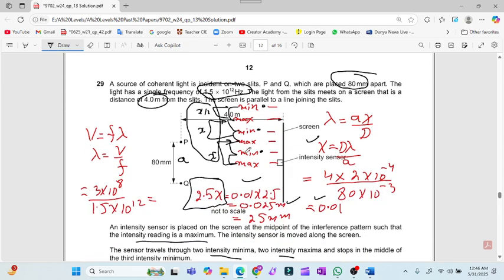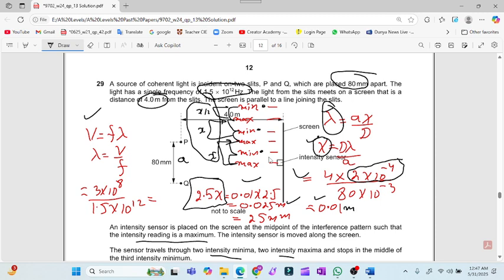Now for question number 29. This is a very good question. First of all, what is required? We will calculate x. We will apply the formula lambda equal to ax by d, but lambda is not given directly. So we will calculate lambda by using the expression v equal to f lambda. So we will calculate the wavelength, and the wavelength is 2 into 10 raised to power minus 4. Then we will calculate x. So x is equal to 0.01 meter.